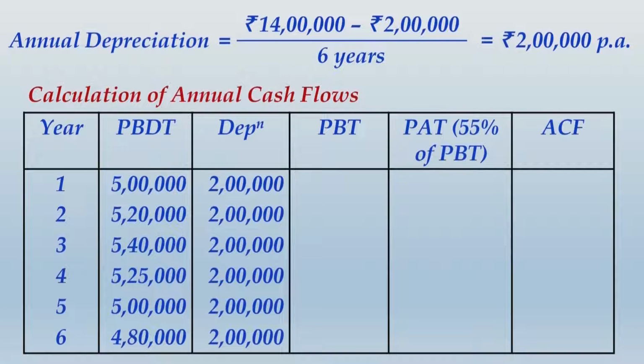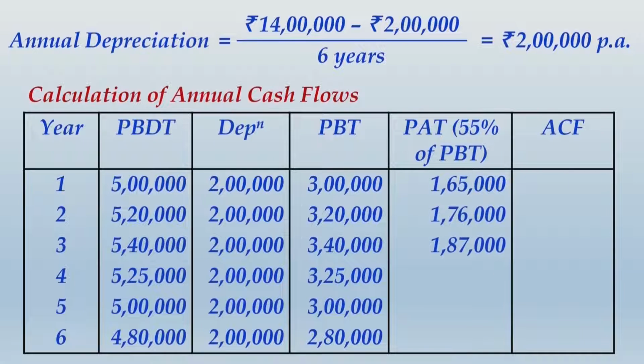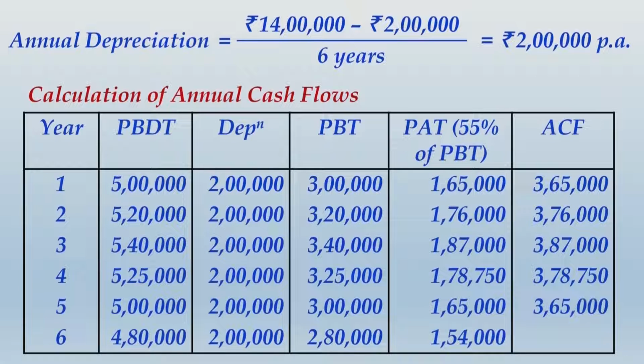You subtract it from the amount of profit before depreciation and tax. When you subtract the amount of depreciation, what you will get is profit before tax. Tax rate given in the question is 45%. So profit after tax will be 55% of profit before tax. So you can easily compute the amount of profit after tax, and then to the amounts of profit after tax, when you add back the depreciation amounts, what you will get is the annual cash flows, and annual cash flows are obtained for each of the 6 years of the project life.